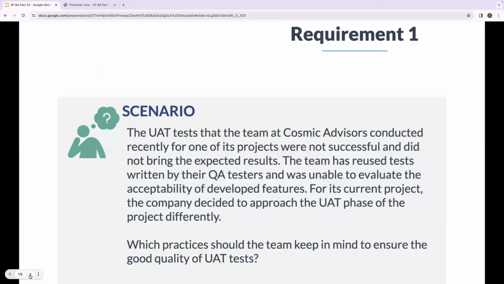We can see some scenarios. The UAT test that the team at Cosmic Advisor conducted recently for one of its projects was not successful and did not bring the expected result. The team had reused a test written by their QA tester and was unable to evaluate the acceptability of the developed feature. For its current project, the company decided to approach the UAT passes of the project differently. Which practice should the team keep in mind to ensure the good quality of UAT testing?